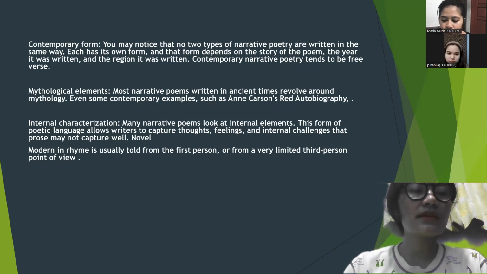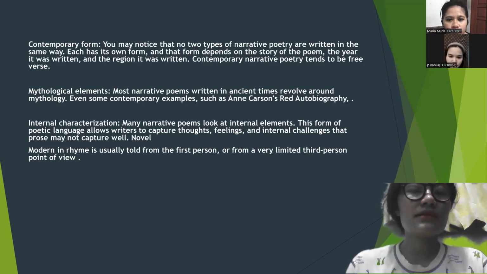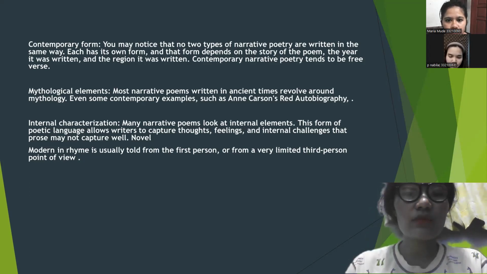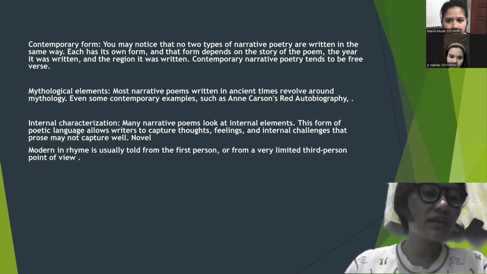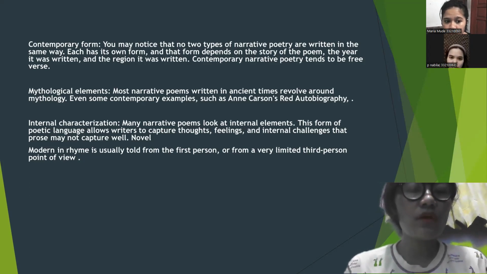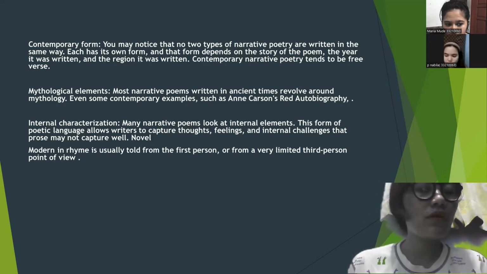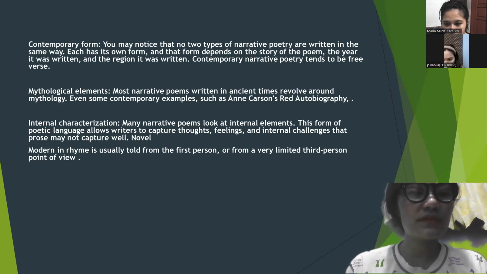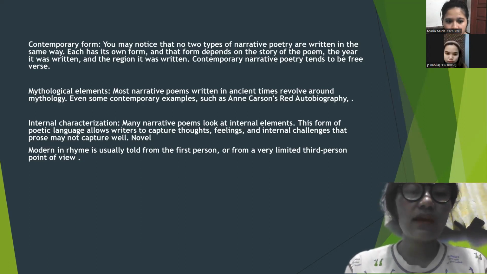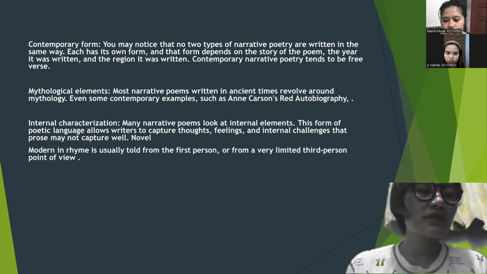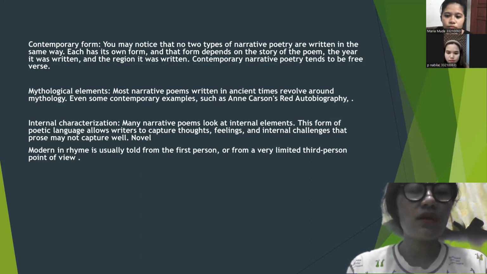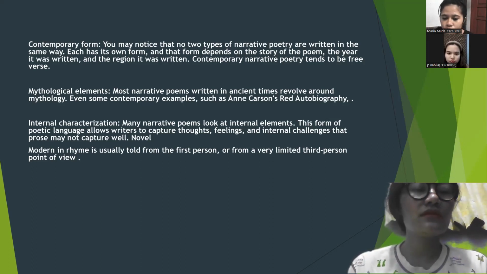Mythological elements. Most narrative poems written in ancient times revolve around mythology, and even some contemporary examples do, such as Anne Carson's Autobiography of Red. Internal characterization: many narrative poems look at internal elements. This form of poetic language allows readers to capture thoughts, feelings, and internal challenges that prose may not capture well. Modern narrative poetry is usually told from the first person or from a very limited third person point of view.